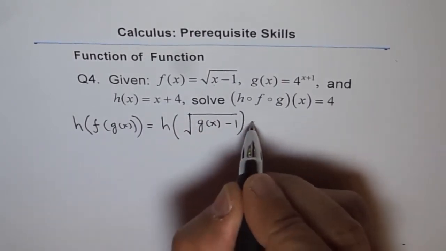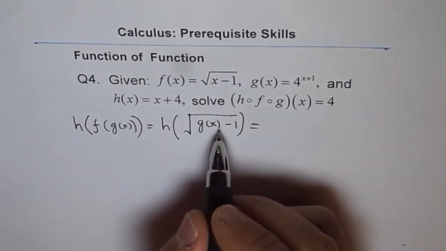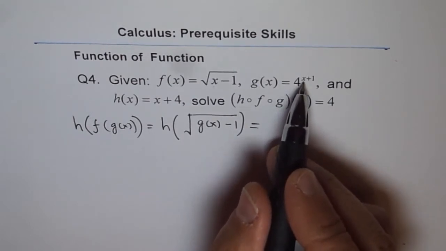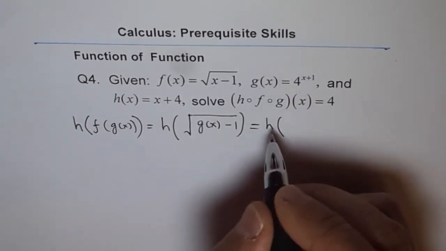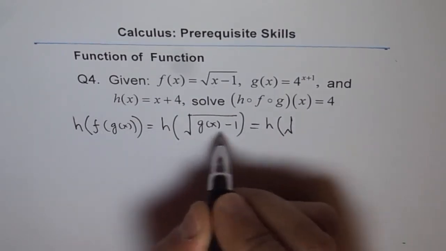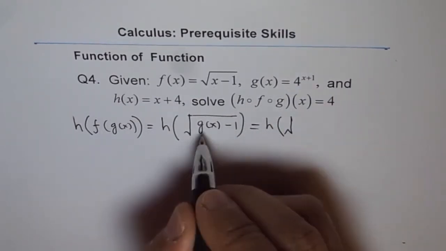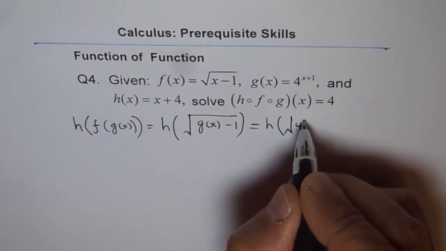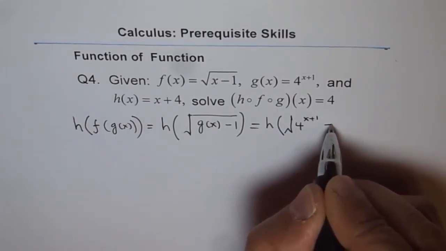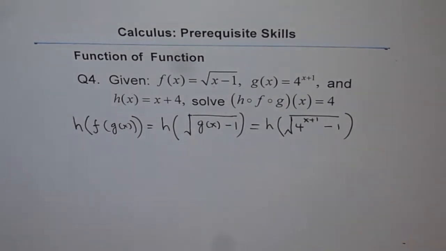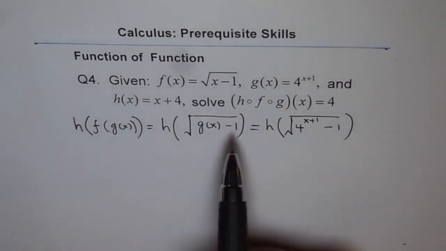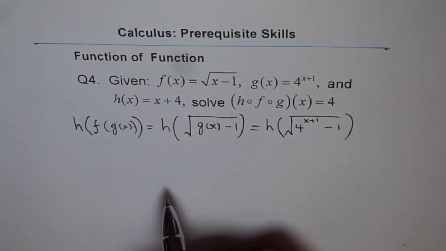Correct? Now what is g of x? g of x is given to us as 4 to the power of x plus 1. Keep an eye on this. So we write square root of 4 to the power of x plus 1 minus 1. Do you get it? So what we have done is we have found f of g, right? That is how we do it.